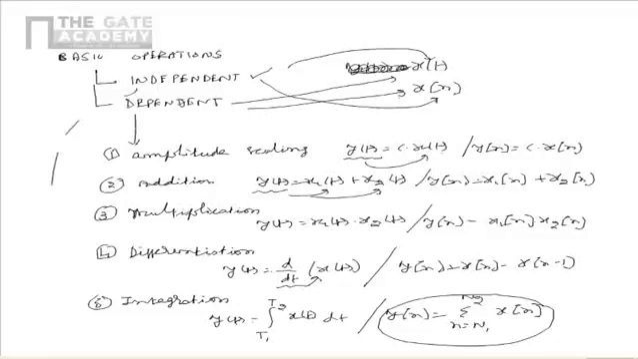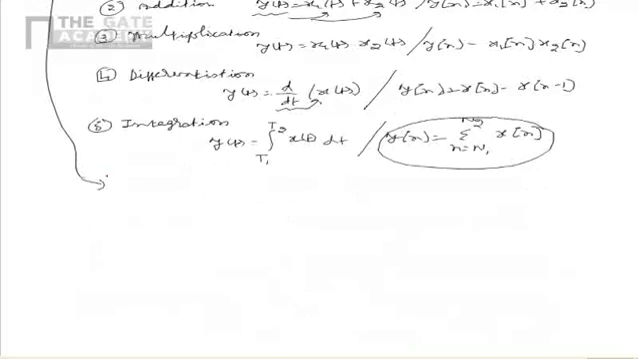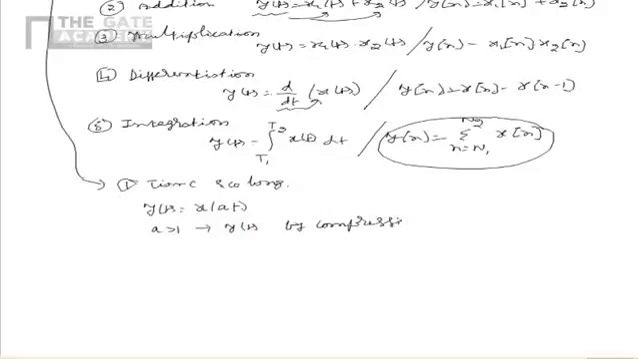Now we will look into some of the basic operations that can be done on the independent variable. The first one is time scaling, which can be written as y of t is equal to x of at. So if a is greater than 1, y of t is obtained by compressing x of t. If a is less than 1, y of t is obtained by expanding x of t.